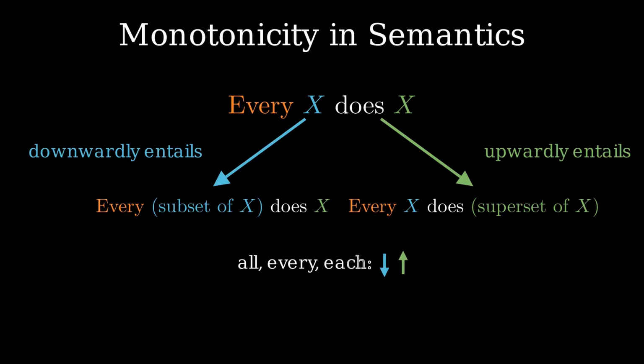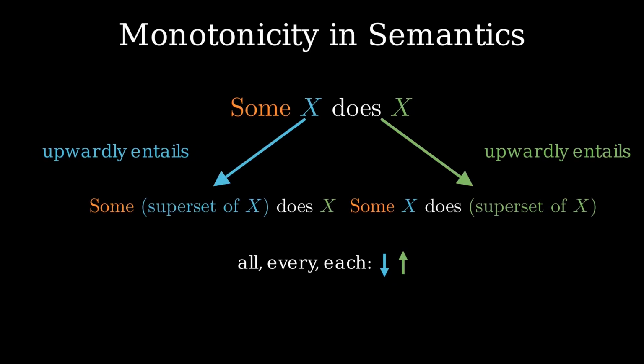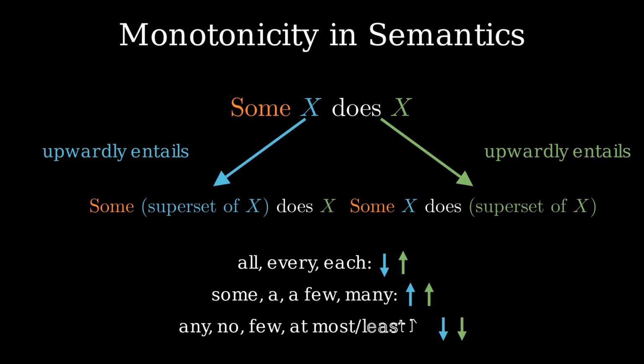Other quantifiers have other patterns. Some and many are upwardly monotonic for both arguments. Some cat sits quietly does not entail some black cat sits, but it does entail some animal sits. Fewer than 3 and no are downward for both arguments.